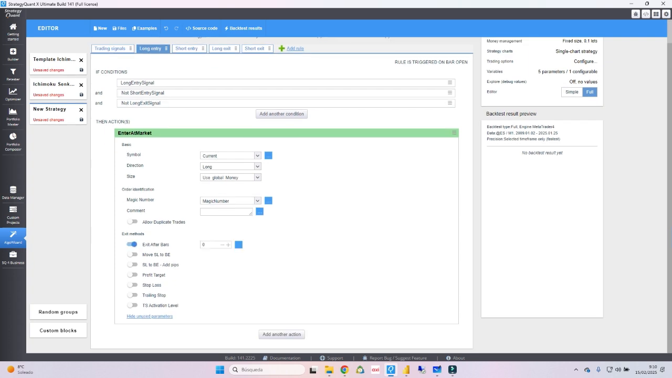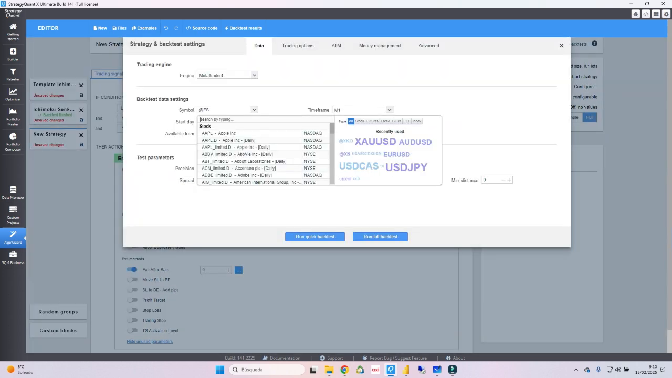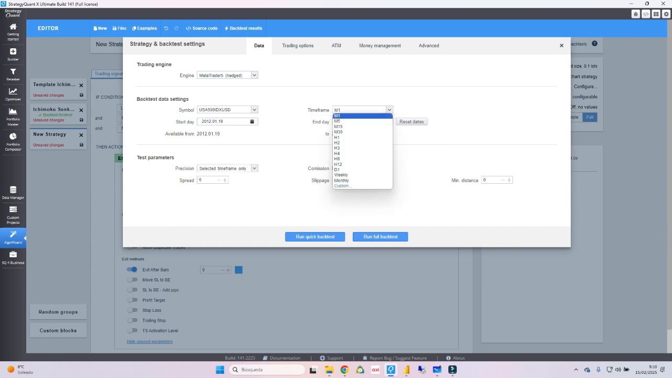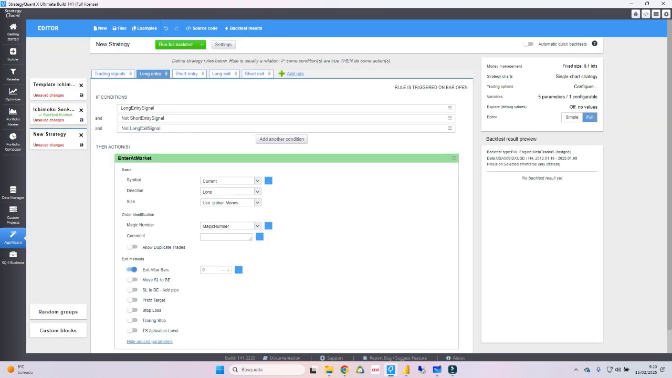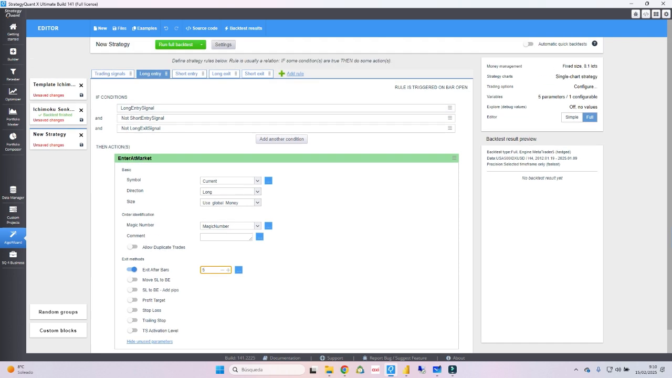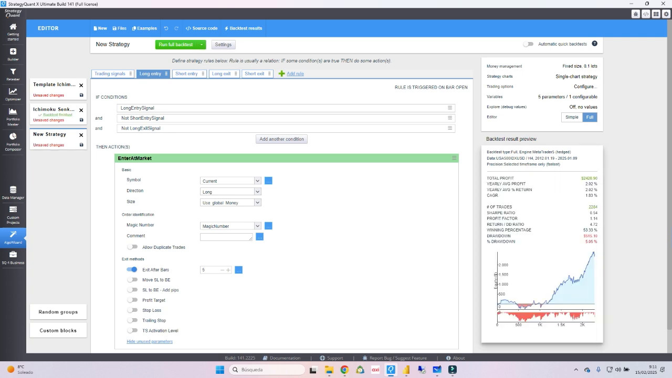Entry at market. We are gonna exit after 20 hours. For that, I need to configure it. I'm gonna test it in MetaTrader 5 hedge, index Standard & Poor's 500, time frame of 4 hours. If it's a time frame of 4 hours, 4 times 5 is 20 hours, so I'm gonna set it up as 20 hours. I'm gonna run the full backtest.